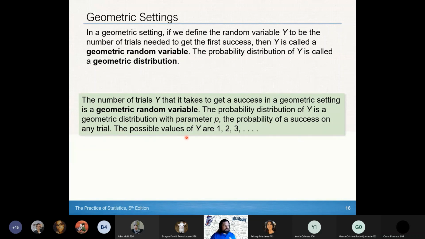The possible values of y are 1, 2, 3, up through about infinity, because we could just have really bad luck and never get a success. Right? It's very unlikely, but mildly possible.